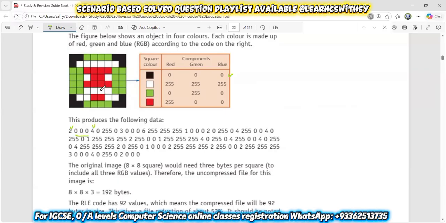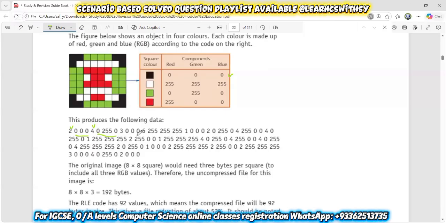Similarly, next one is green, 4 greens. That's why 4 times the green color, that is 0, 255, 0. That is RGB. Okay. 255 is indicating the green color here. Then you can see now 1, 2, 3 black colors. The 1, 2, 3 black colors are here.